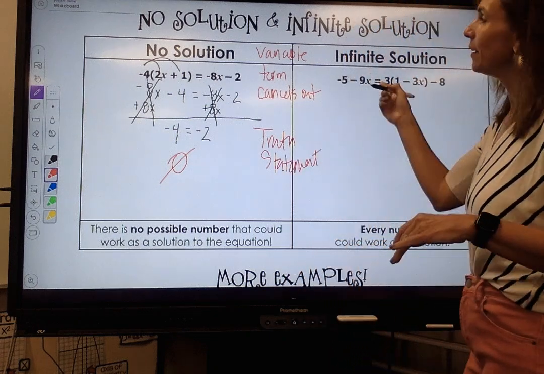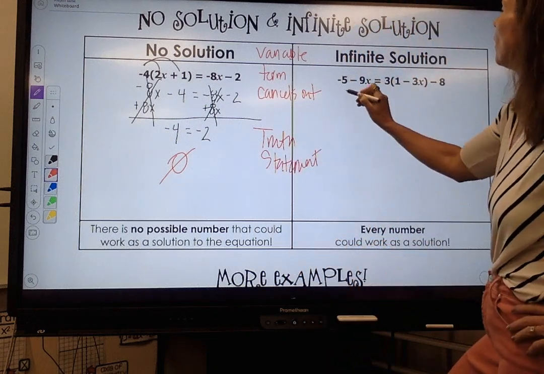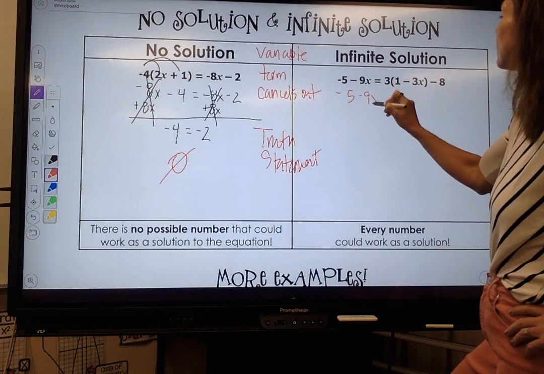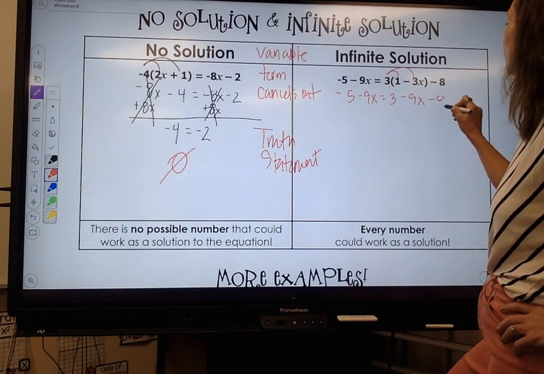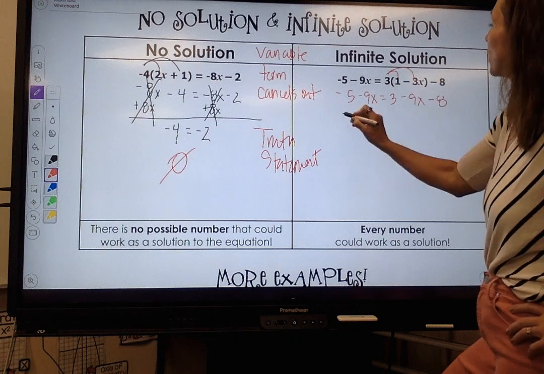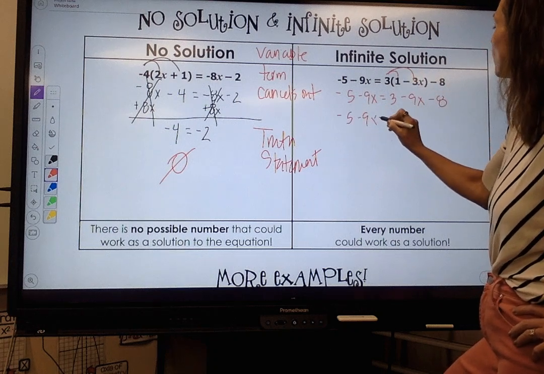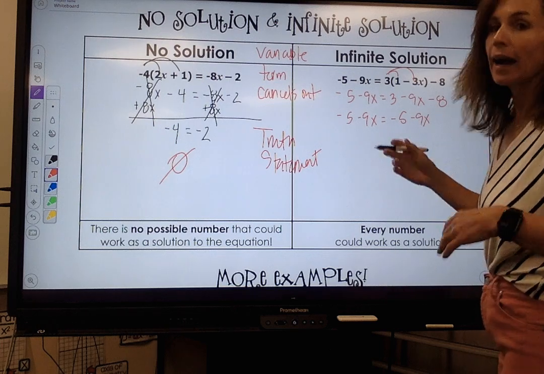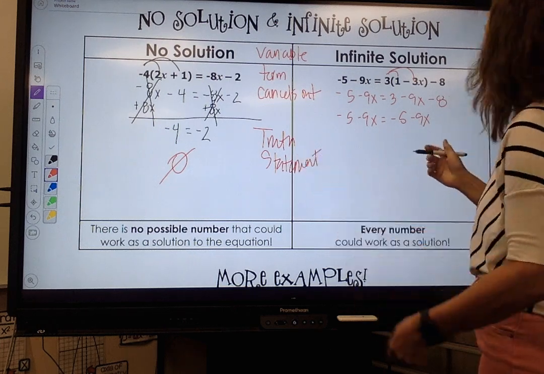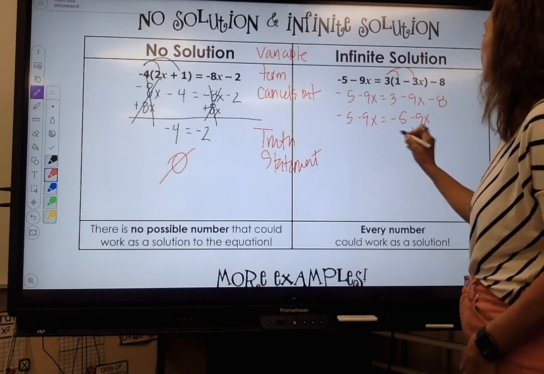Okay, let's look at infinitely many. What does that look like? Well, I have negative 5 minus 9x. I distribute out the 3, and I'm going to combine like terms. So over here I have negative 5 minus 9x. I like to bring my variable term to the left, so I'm going to add 9x to both sides.